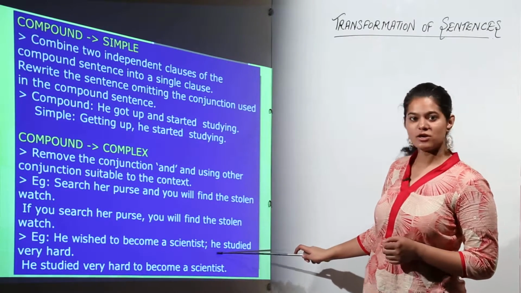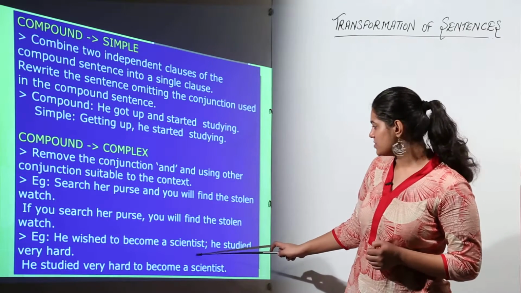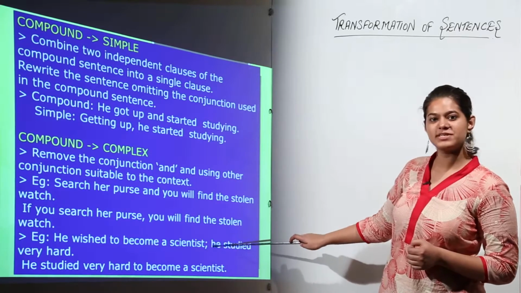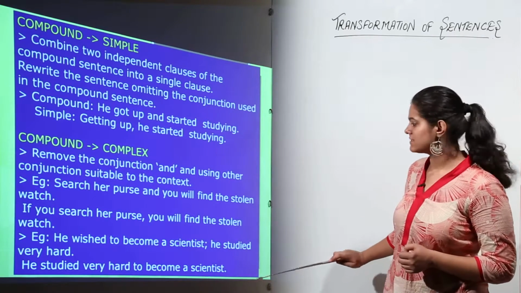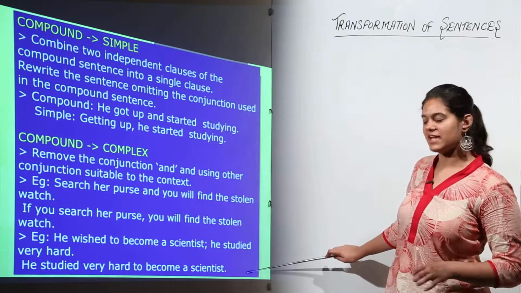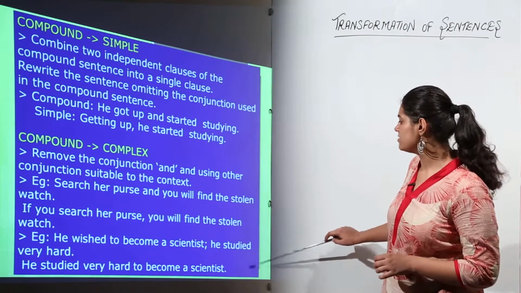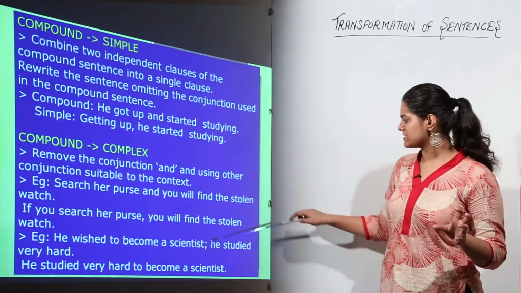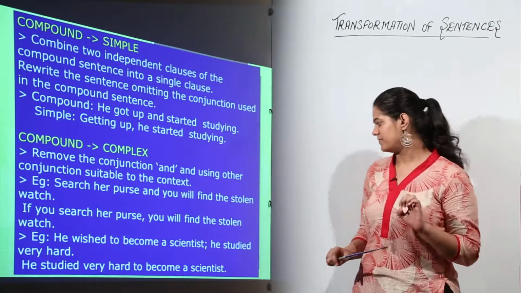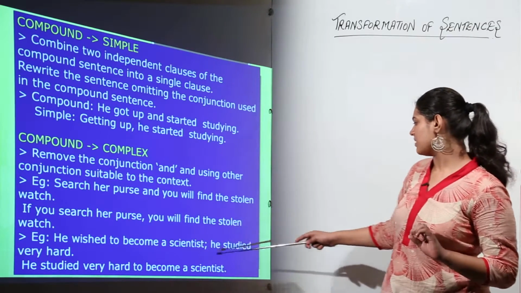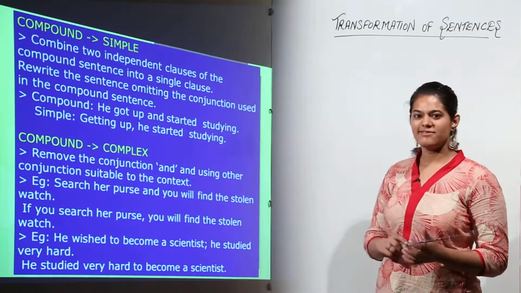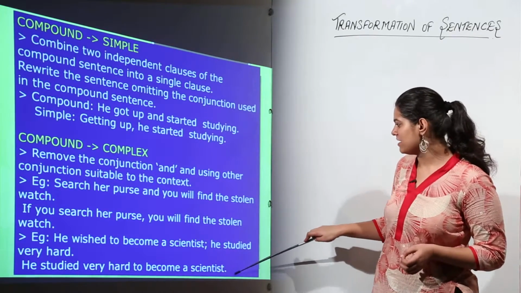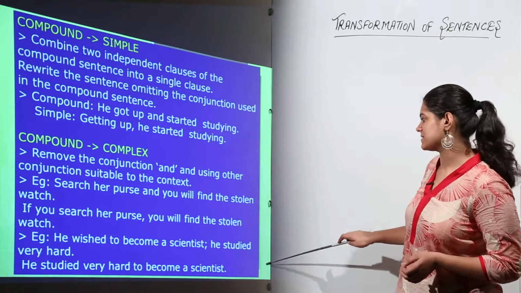Next, the sentence is: he wished to become a scientist, he studied very hard. A semicolon has been used here as it is a compound sentence. You can make this into a complex sentence by saying, he studied very hard to become a scientist, right. What you have done here is you have replaced a number of words with one word. They have just played with the words a little, and it is written, he studied very hard to become a scientist.